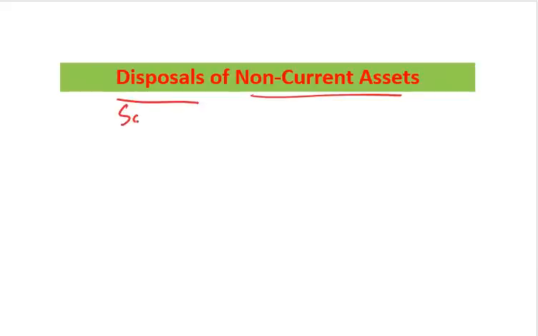Today's topic is disposal of non-current assets. Disposal means when you sell your fixed assets. Let's assume we have one computer, a PC. We bought it some years ago, could be 2 years, 3 years, or even this year. Now we are selling it.